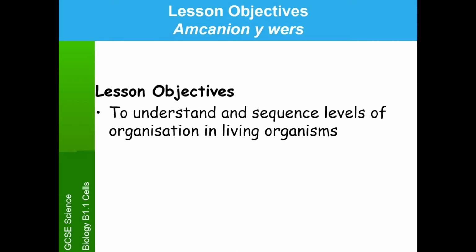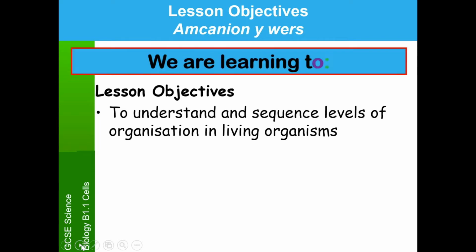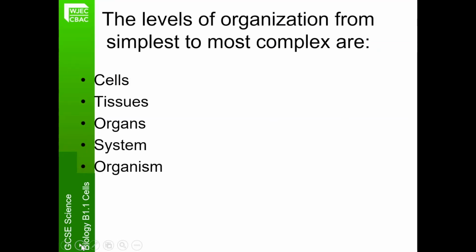So this is lesson 5 in the booklet Cells and Cell Processes for B1.1. This lesson is all about understanding and sequencing levels of organisation in living organisms. So what do we mean by this? Well, the levels of organisation from the simplest to the most complex are cells, tissues, organs, systems, and the whole organism. So basically, the simplest part of an organisation are cells.